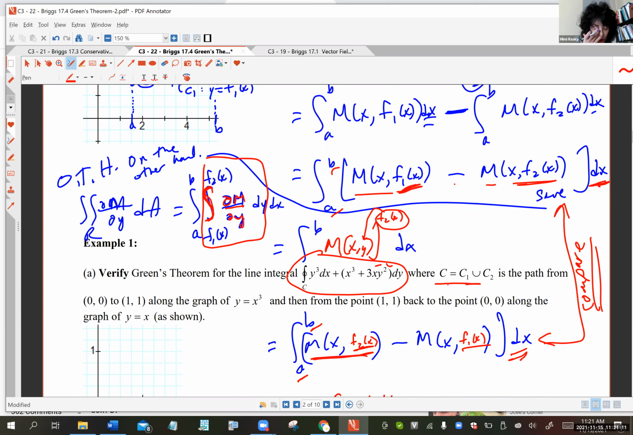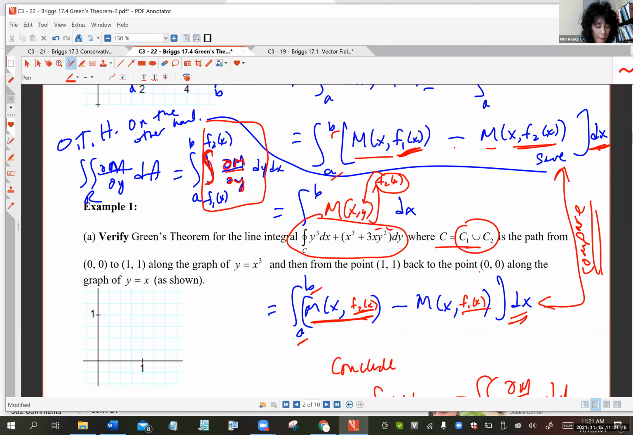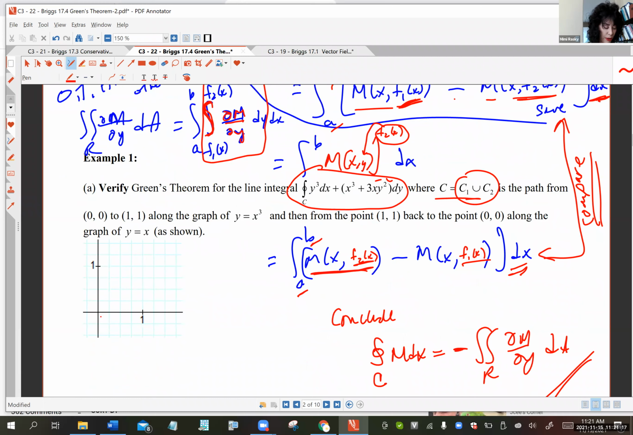So they're giving us a curve that is actually the union of two separate curves. So the first part of the curve starts here at 0, 0 and goes to the point 1, 1 along the graph of a cubic. Now, a cubic is kind of curvy like that. So that's y equals x cubed.